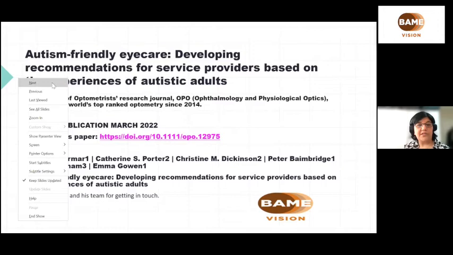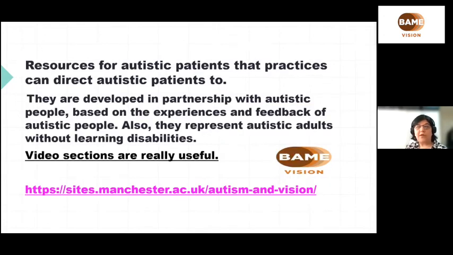There are lots of resources. SeeAbility is a fantastic resource, and this is just adding to the resources. These are resources for autistic adults that practices can use to direct patients to. That's the important thing. They were developed in partnership with autistic people based on their experiences and feedback, and like I said, they're also useful for patients without learning disabilities. The best bit about this website is they have little video sections. If somebody could see a short 5, 10, or 15-second video of what's happening in the test, that makes them more aligned to what's going to happen. There are no surprises, and this could be useful for anybody, for example an anxious patient. It's been done quite nicely and neatly, and it's all stacked together. So this is a website you might find useful in terms of resources.